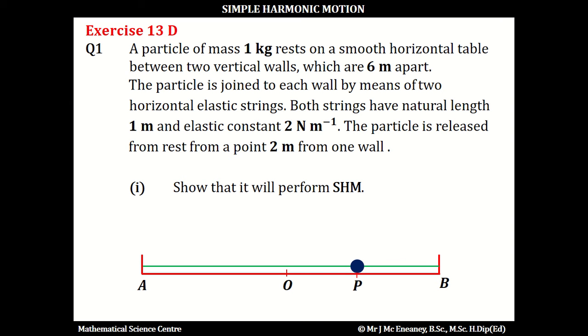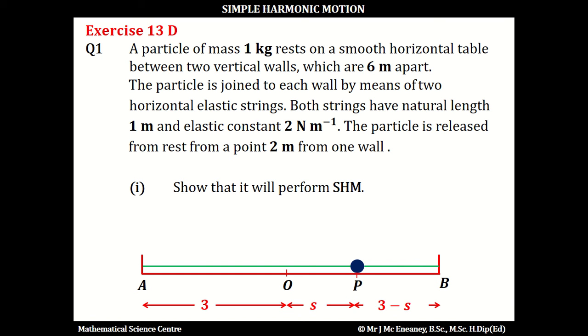We want to show that it will perform simple harmonic motion. So here the equilibrium position would be at the midpoint between the two walls. So that means it would be 3 meters from either wall. Now if we displace this particle some distance s to the right of O, the particle is now at the point P. This means that the distance from P to B would be 3 minus s.